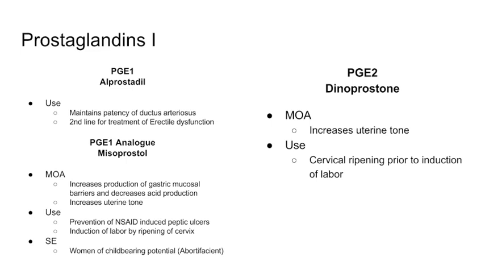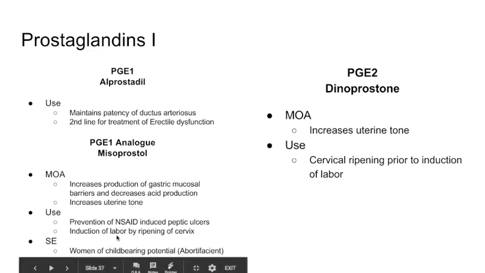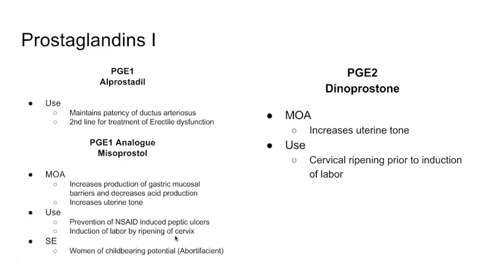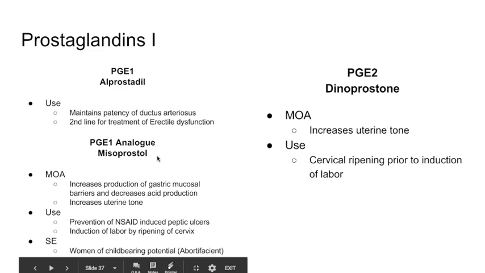And then the second use is that it's used to induce labor by ripening of the cervix because it increases the uterine tone. The side effect of misoprostol, making sense of all of it, is that if you give a medication that induces labor, you don't want to give it to women of childbearing potential because it can cause abortion. It can actually be used in cases of abortion, misoprostol.